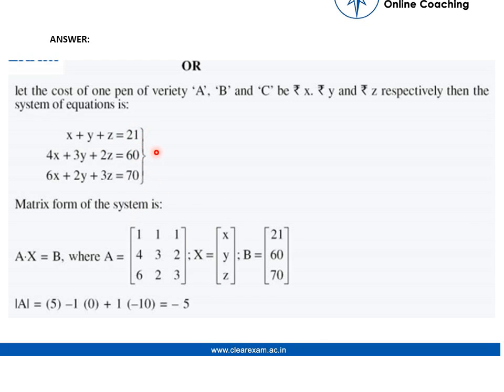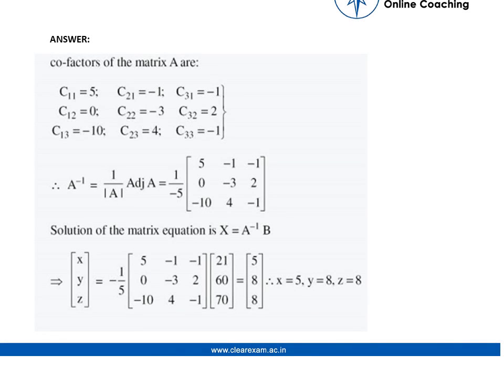First we need to calculate the determinant of A. After calculating the determinant, we'll get minus 5. So here we can see how we can find the cofactor of matrix A. We'll find all the cofactors of the 3 by 3 matrix. Then we know A inverse is nothing but 1 by determinant of A times adjoint of A. So we have calculated the determinant, that is minus 5.